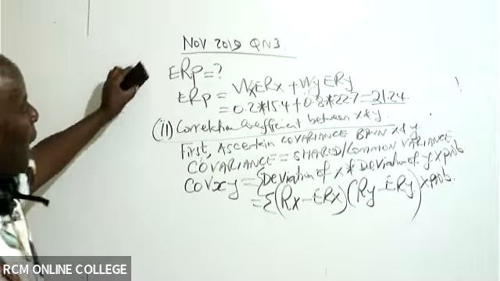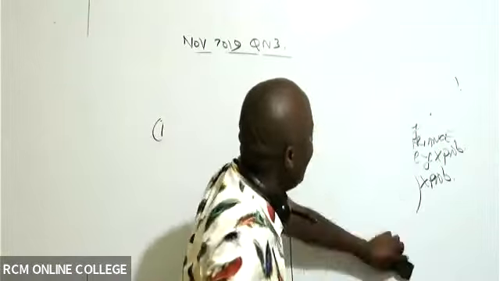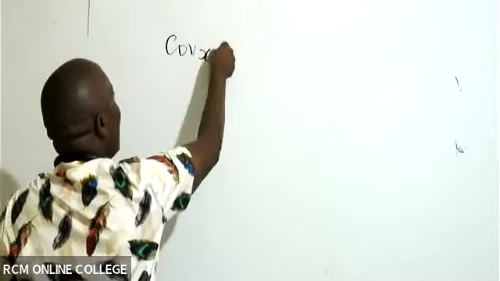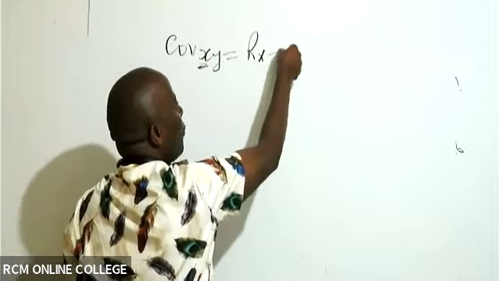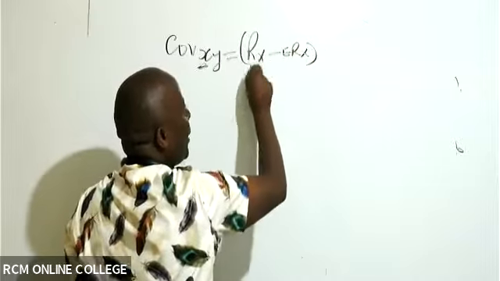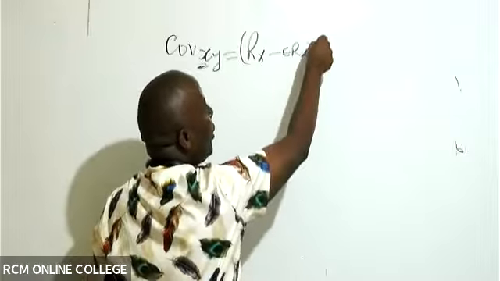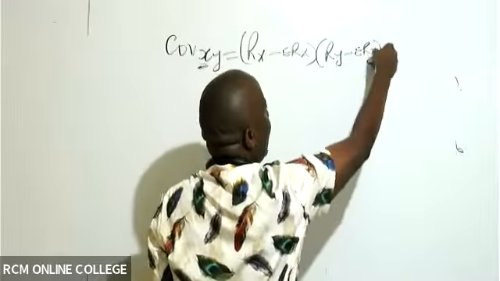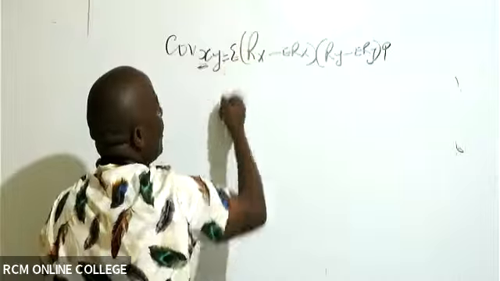Now, allow me to repeat this concept right away. Anytime they tell us to ascertain the covariance between X and Y, I take the deviation of X, which is actual returns of X minus expected returns of X, into the deviation of Y, which will be RY minus expected returns of Y. Then we multiply outside with probabilities, and outside here we shall always sum them.